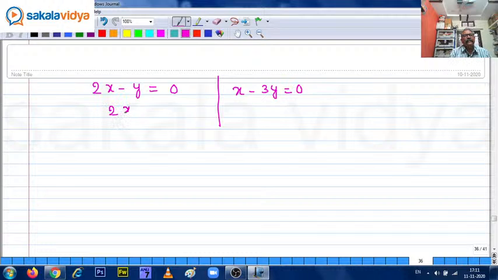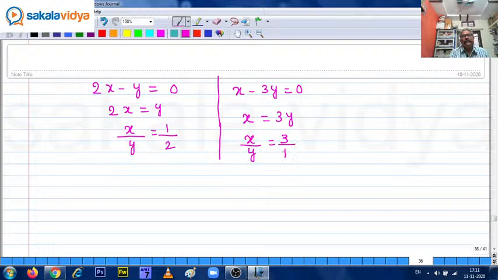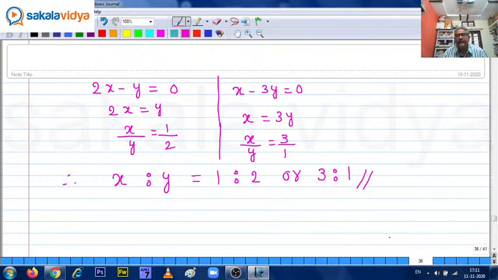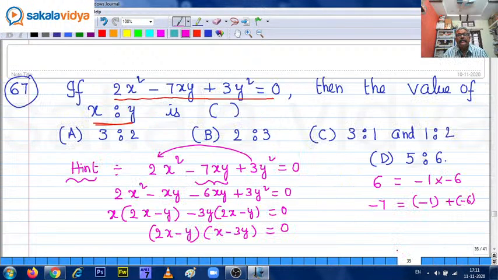So 2x equals to y. Bring y this side, so x upon y equals to 1 upon 2. Or x is equal to 3y. Bring y this side, that's all. X upon y is equal to 3, 3 means 3 by 1. Therefore x is to y is equal to 1 is to 2 or 3 is to 1. Both are correct here. Not both options: 1 is to 2 or 3 is to 1. Option C is the right option.